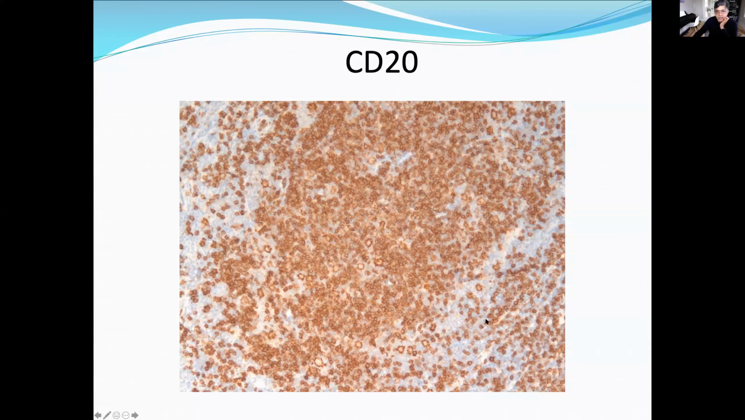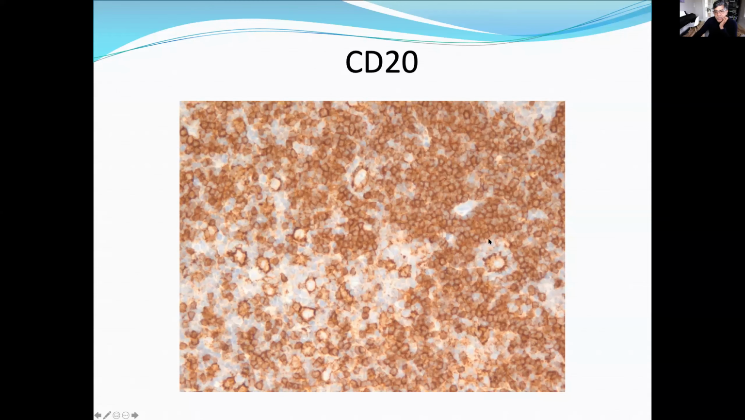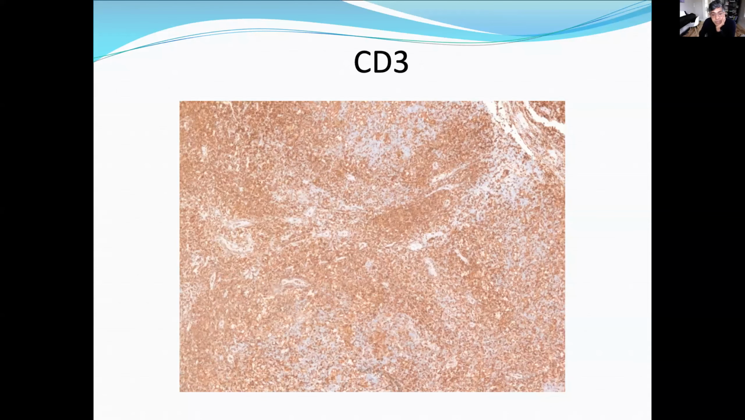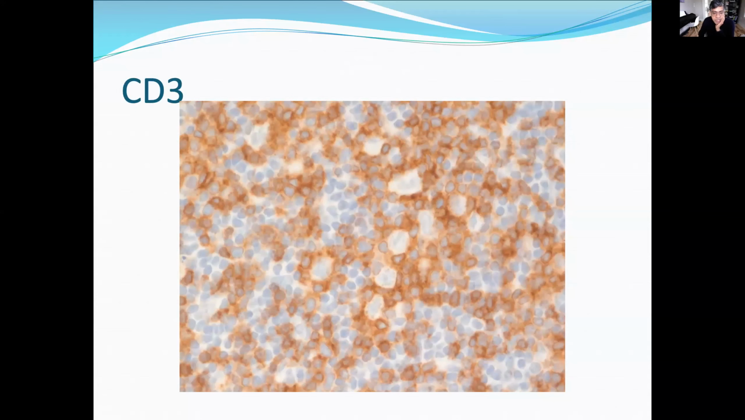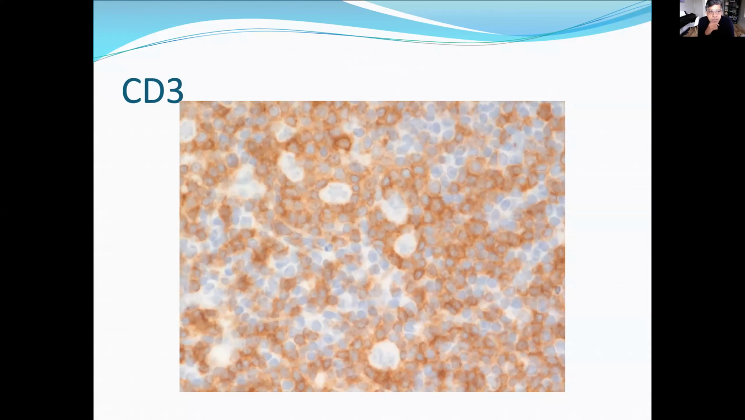This is high power, and you can see the large cells there. This is even better, and you can see a large cell, a rosette of negative cells, and then small B cells. So that's a pattern that you recognize when you look at the CD20. CD3 shows lots of T cells, and these T cells seem to be surrounding the cells and forming rosettes. But these are not Flexner-Wintersteiner rosettes, as we know. So this is CD3 showing the rosettes.